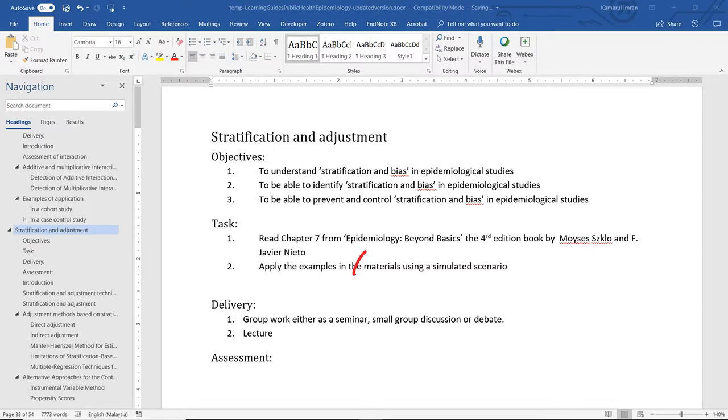Assalamualaikum warahmatullahi wabarakatuh. So for this lecture I'll talk about stratification and adjustment.